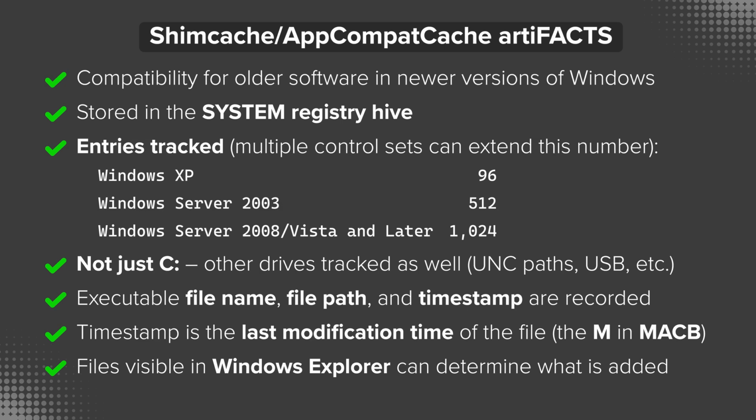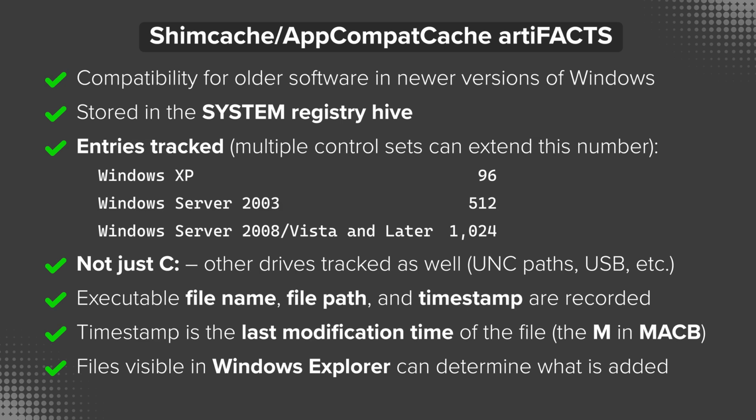So 1024. Now, the important thing to keep in mind is this is stored in the system hive, as I said, and it's under the control set. So on a live system under current control set, recall that you can have multiple control sets. So if you had two control sets, control set 001 and control set 002, you may have a maximum of up to 2048 entries that could exist in the Shimcache. Essentially, you have a copy of that Shimcache database per control set. So keep that in mind.